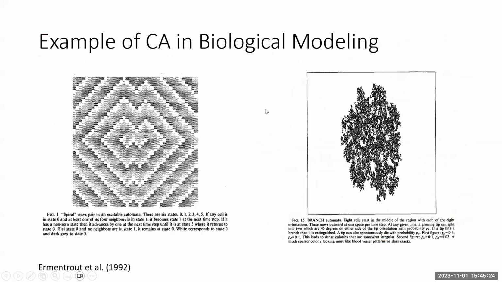It has found applications in many areas. In this slide, there are two applications of cellular automata in biological modeling. The first one is called an excitable medium, which mimics the behavior of nervous cells, muscle cells, cardiac function, and chemical reaction. The second one is called branch automata, which simulates a form that bacteria colonies attain in a nutrient-depleted culture.